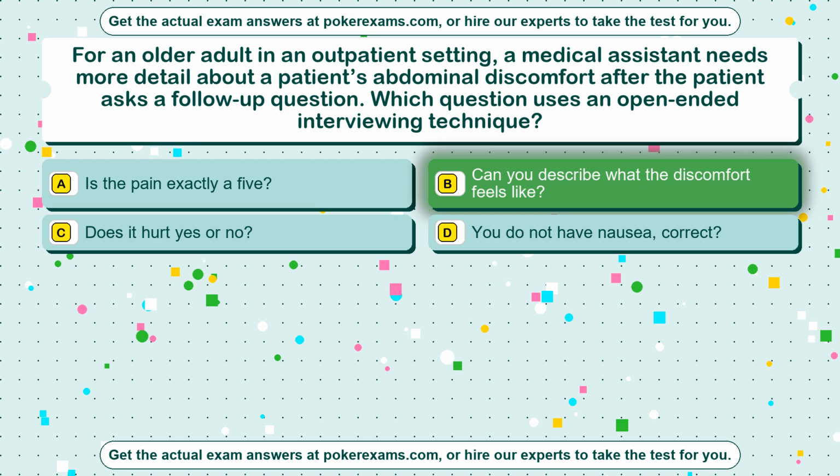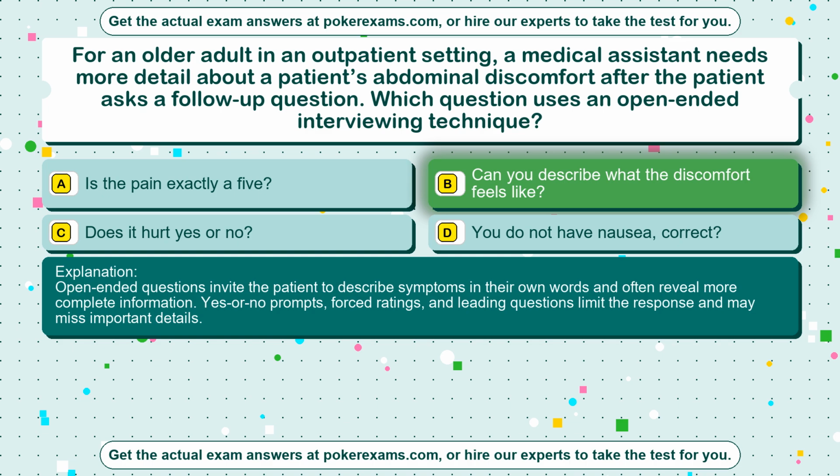The correct answer is option B. Can you describe what the discomfort feels like? Open-ended questions invite the patient to describe symptoms in their own words and often reveal more complete information. Yes or no prompts, forced ratings, and leading questions limit the response and may miss important details.